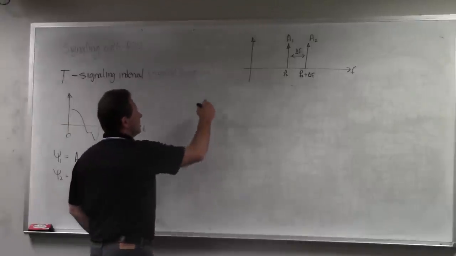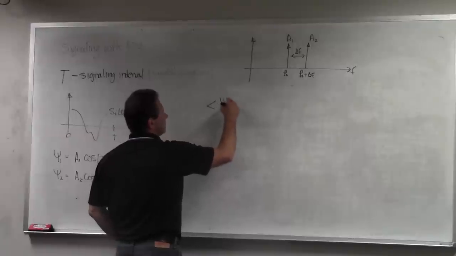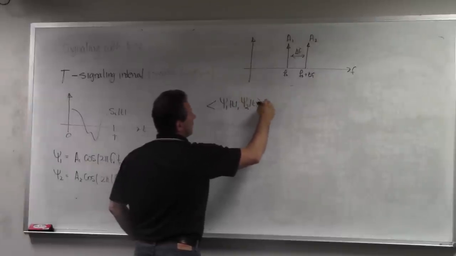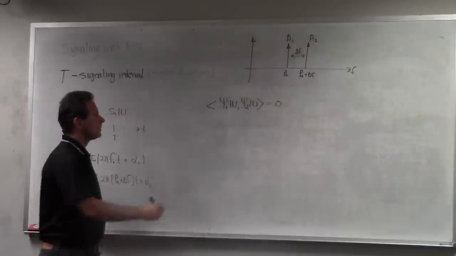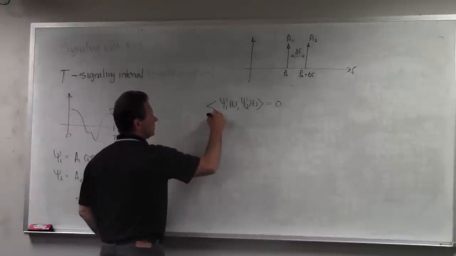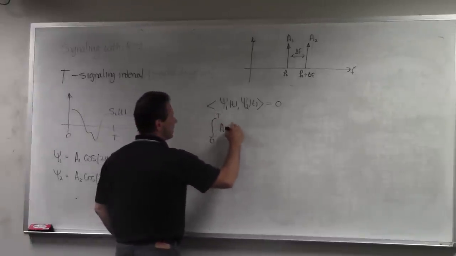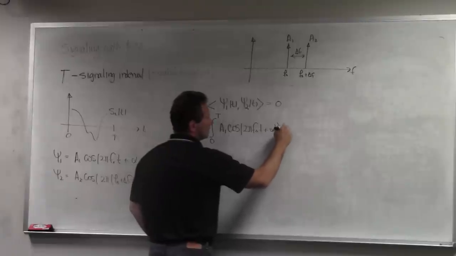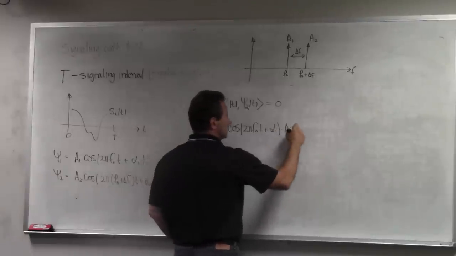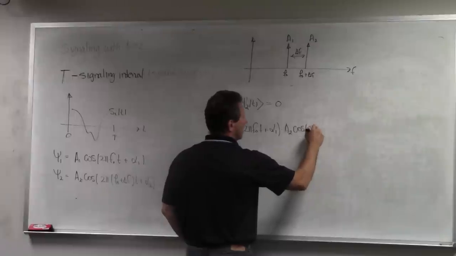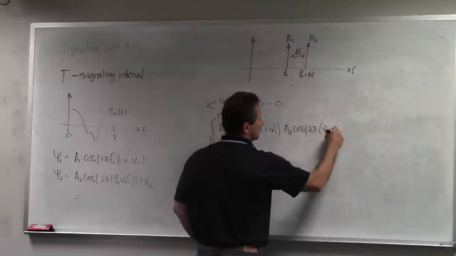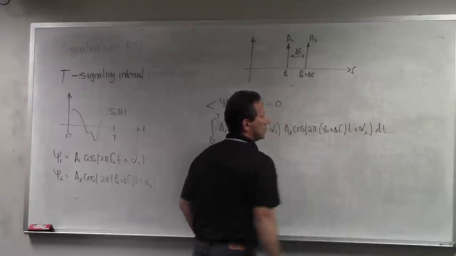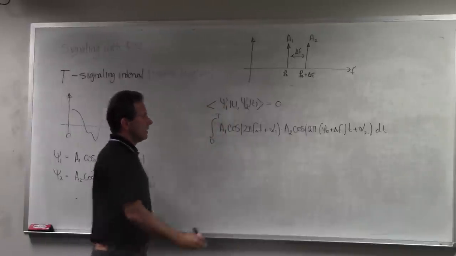So how do I do orthogonality? Well, this is what I'm trying to do. I form the product of these two, and I want this to be equal to zero. How do I form the product? It's the integral from 0 to T of A1 cosine of 2 pi f0 t plus alpha 1, times A2 cosine of 2 pi (f0 plus delta f) t plus alpha 2, dt. That's the dot product between them. And this is equal to what?